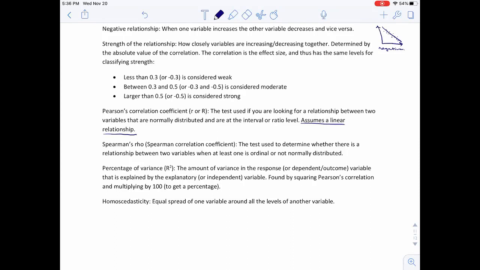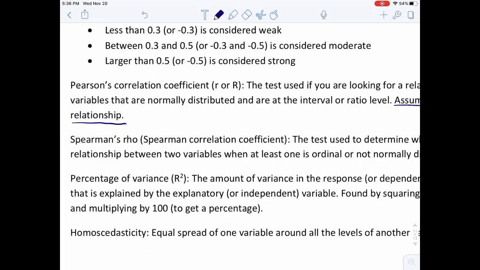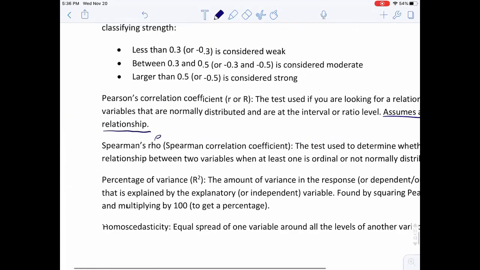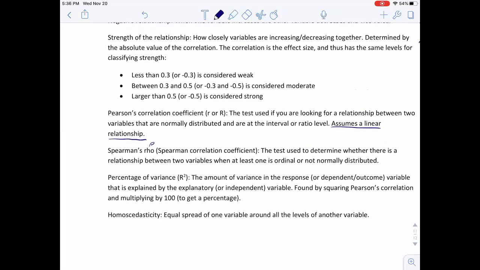Whereas Spearman's rho is just a Greek letter, and I didn't bother putting it in here, but rho just looks like this. Not that you need to know that, but basically, if you don't have a linear relationship, you're going to use Spearman's rho. But our go-to is going to be Pearson's correlation coefficient, R. And we can use lowercase r or capital R. Those are used interchangeably. And then for Spearman's rho, we just use rho.